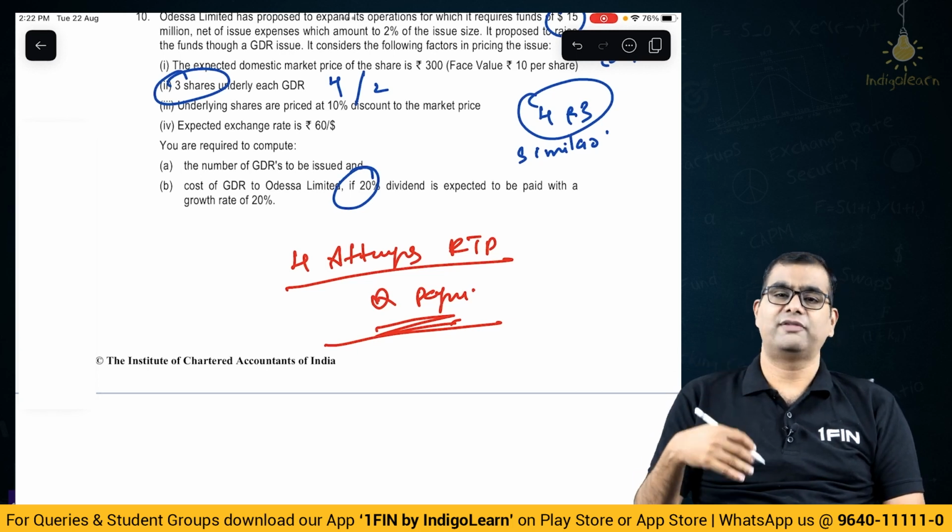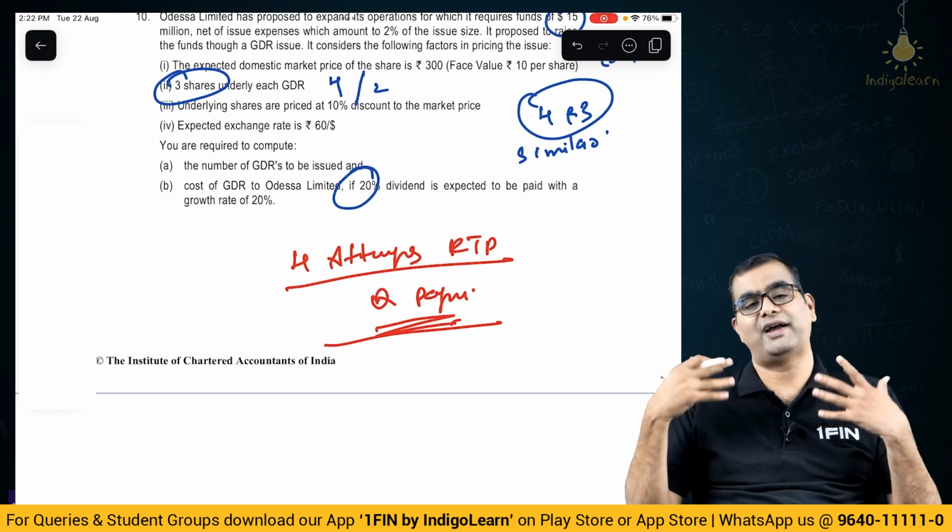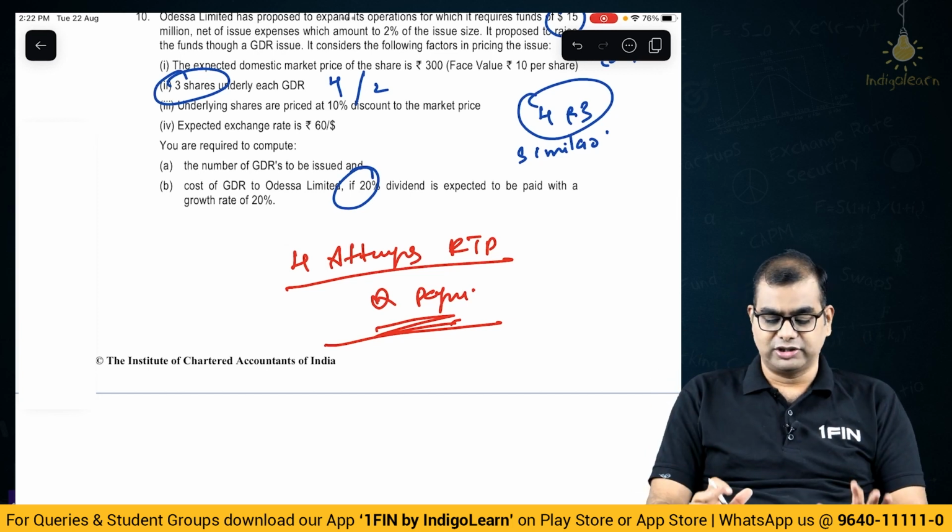A lot of people say it, a lot of people repeat it, but still students don't do it, which is why I am having to force myself to repeat. This is one very important thing.